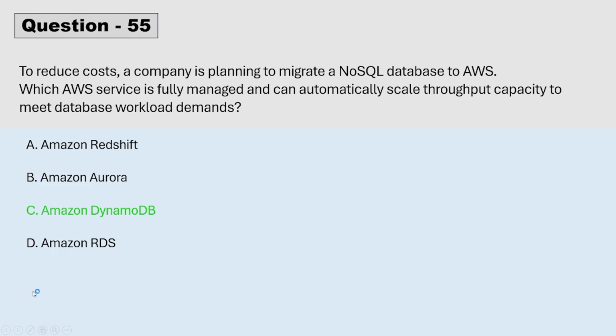Now what about Amazon RDS? Amazon RDS is a managed relational service that supports various database engines. It may not be the best fit for NoSQL. So in case of NoSQL, in most cases, you can directly go for Amazon DynamoDB, but still you should go through all the options. It may be another scenario as well. So mark the answer carefully.